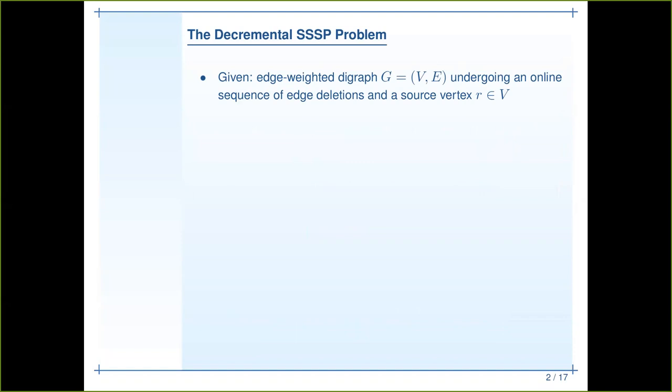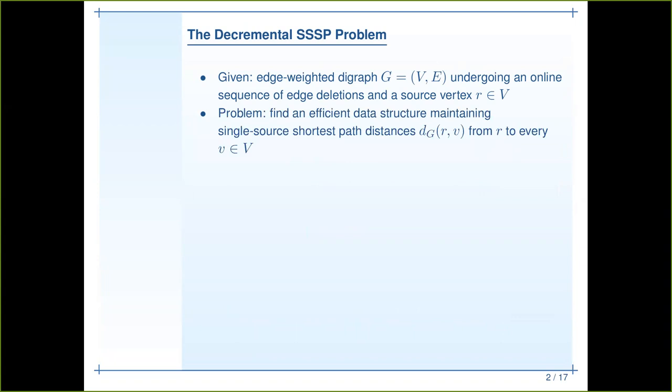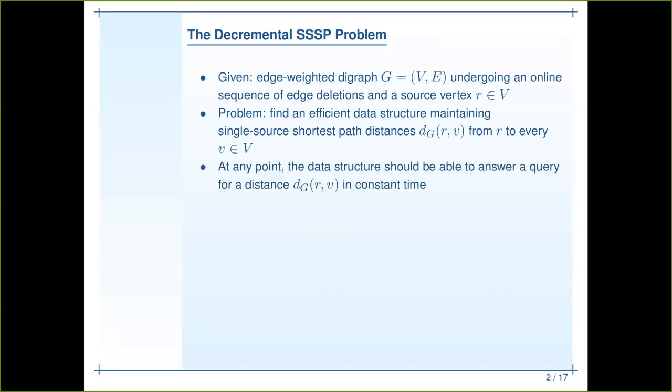The problem is the following. We're given an edge-weighted directed graph G, and this graph is undergoing an online sequence of edge deletions. We also have a fixed source vertex R. The problem is to obtain an efficient data structure that can maintain shortest path distances from R to every vertex in the graph. At any point in this sequence of updates, the data structure should be able to answer a query for a distance from R in constant time.